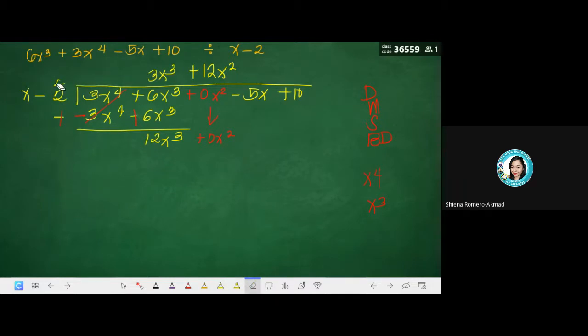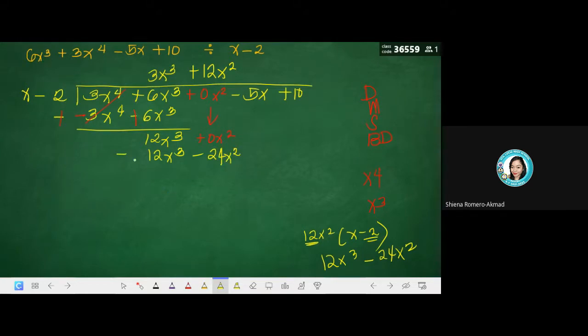Then, yun naman yung i-multiply natin. So, multiply natin siya dito sa dalawa. That is 12x squared times x minus 2. Yung magiging answer, 12x cubed minus 24x squared. So, 12 times negative 2 lang. Okay? So, write it here. We have 12x cubed minus 24x squared.